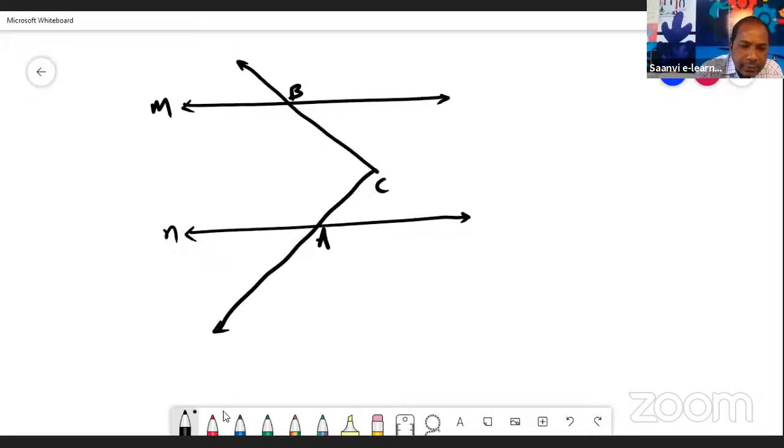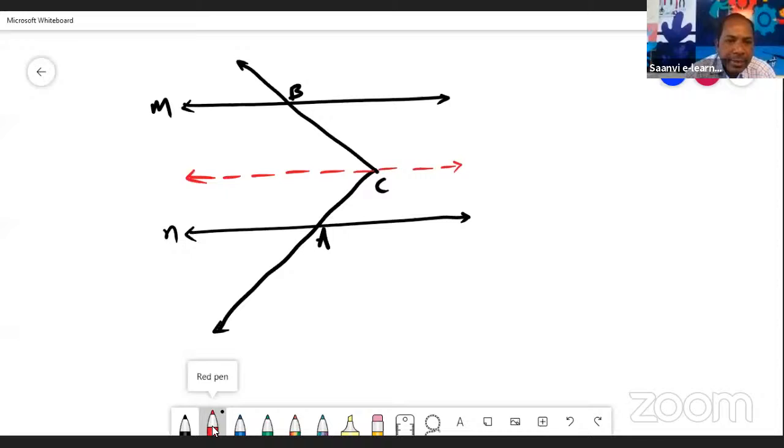Before that, to find angle ACB, we have to draw one more line parallel to these two lines. Suppose I am drawing one more line, and this line is named L. When we draw a line L parallel to M and N, we get two angles. Here one angle is A, and here one more angle is B.